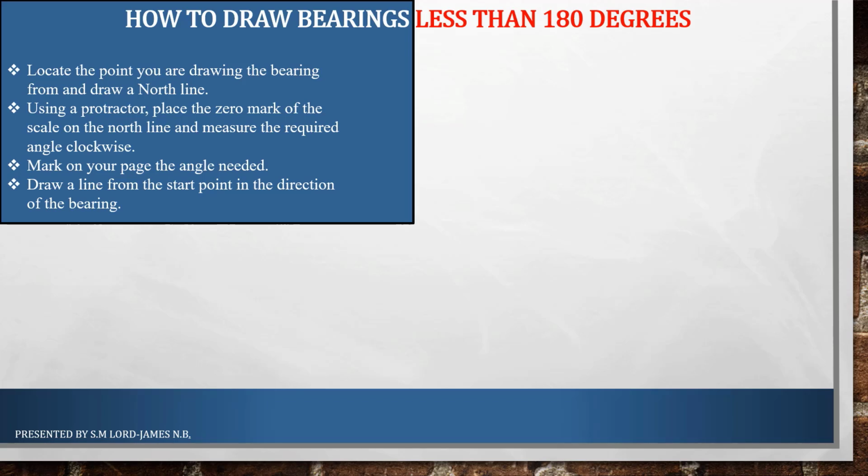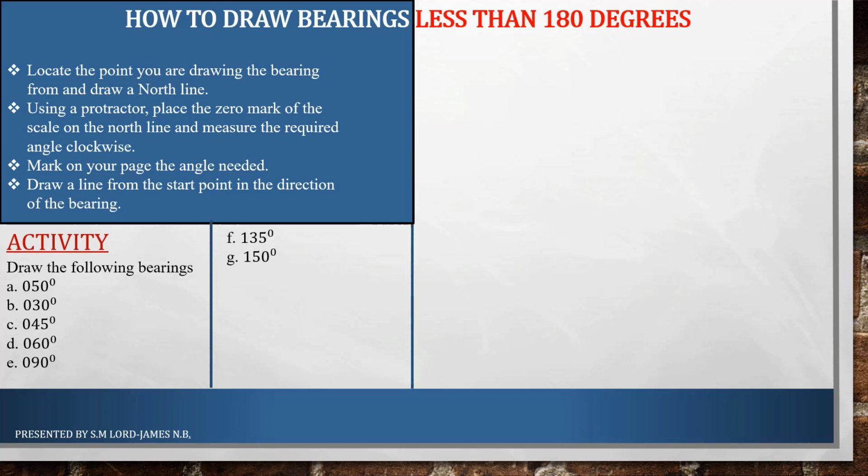So let's get an activity. We are going to draw the following bearings: A 050 degrees, B 030 degrees, C 045, D 060, E 090.